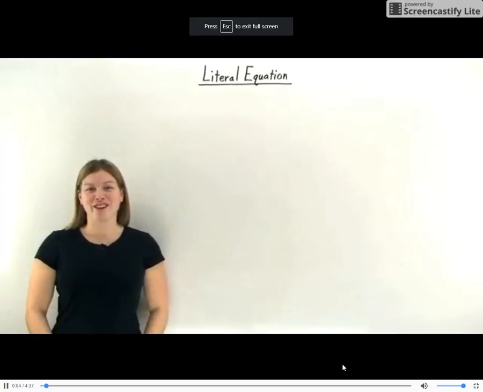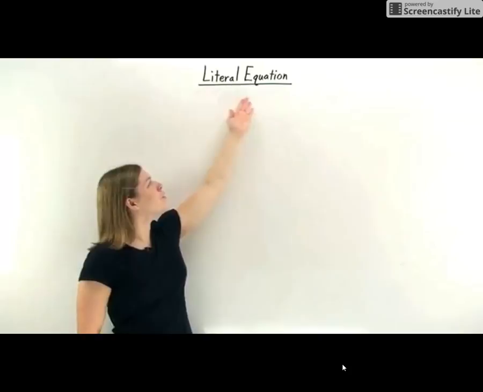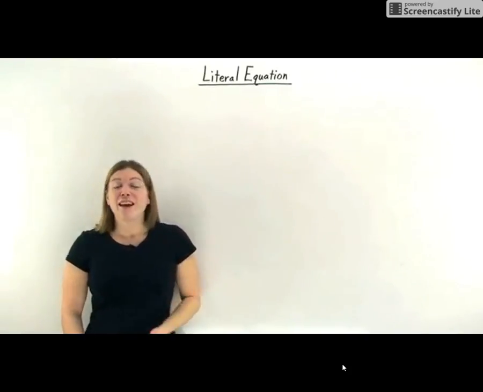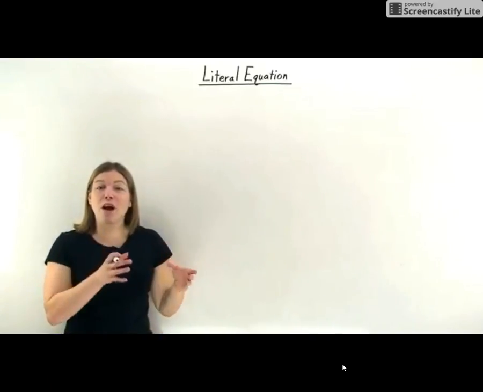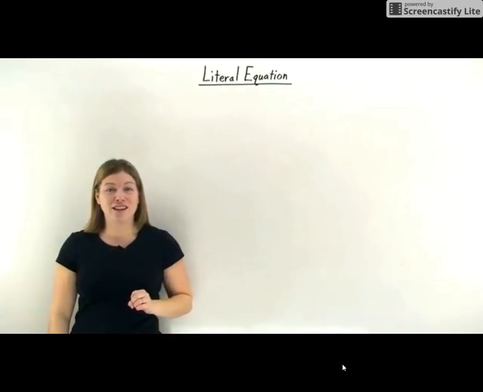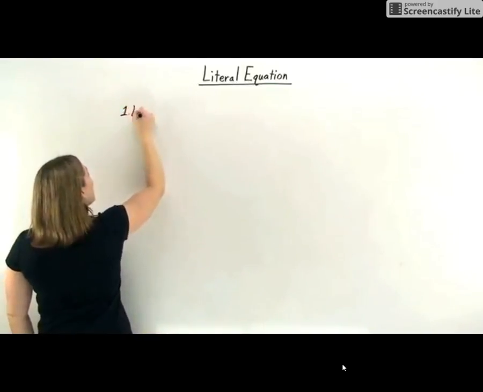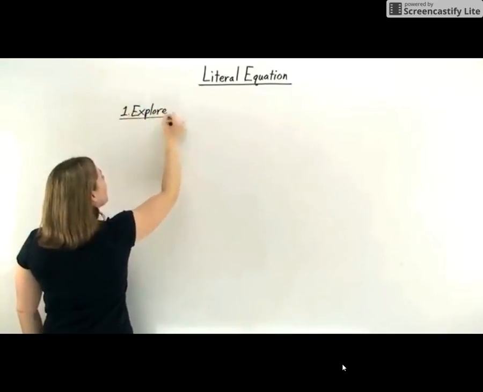Let's learn about literal equations. If we take a look at the name, it looks like a literal equation is a type of equation. And that's right. Now, an equation identifies a relationship between the left and right-hand sides of the equal sign. Now, to help us see a literal equation, let's go ahead and explore some equations. So let's write a few equations down.